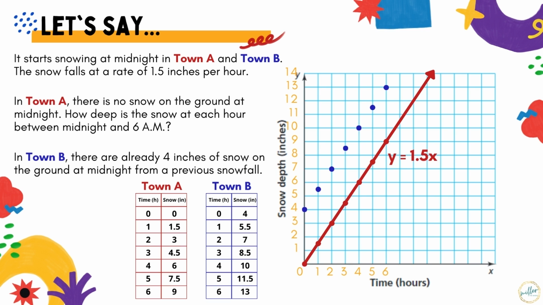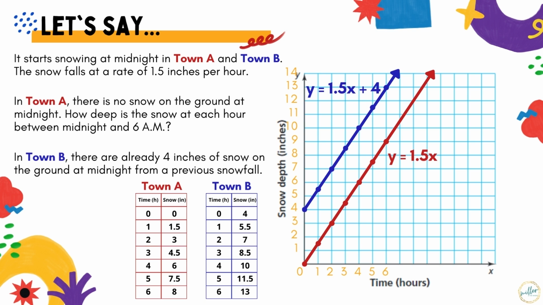When we plot all of these points on the graph, you can see that they're a little bit higher up than the graph for town A. That's because, remember, town B started with 4 inches of snow on the ground. So no matter what hour it is, while this snow is falling, town B is going to have 4 more inches of snow on the ground than town A. These points also go in a nice straight line because the rate is 1.5 inches per hour. If the rate were to change throughout the night, it would not be able to be a nice straight line.